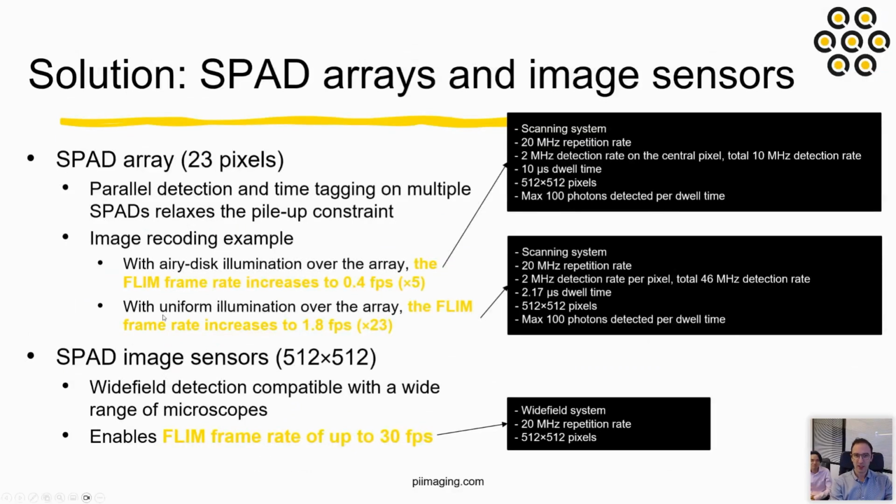If you do 2 calculations, one calculation is based on illuminating with point spread function, area discrimination. We increase the frame rate of the FLIM by a factor of 5. If you spread the light uniformly, we can increase the frame rate by 23. And then the big change really in frame rate comes when you use the image sensor, which really enables us to have tremendous data throughput due to pixel parallelization. Okay.